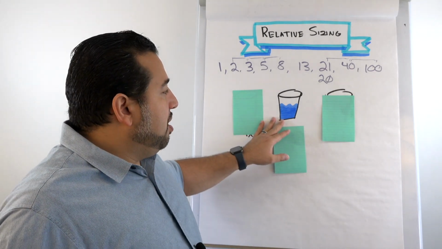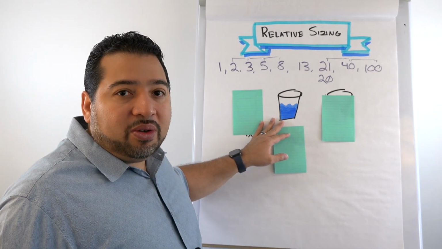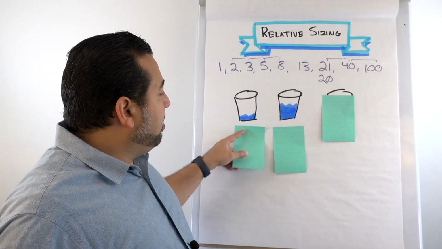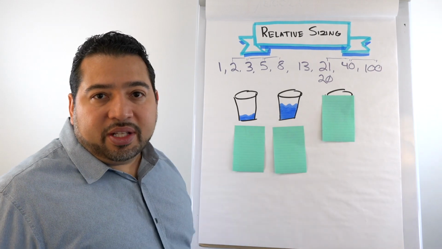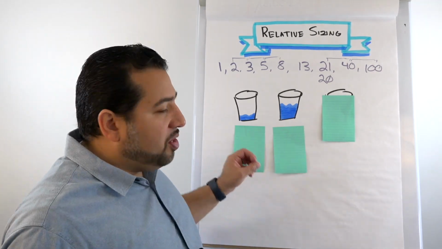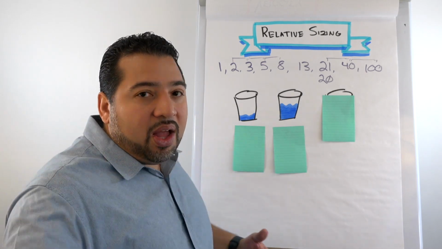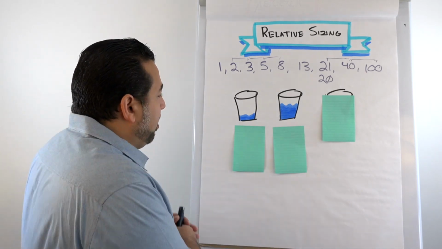This is where teams, one of the pitfalls teams run into, is they just look at an item in isolation by itself. You need something else to compare it to, right? Then you can do relative sizing. That's what relative sizing is, relative to something else. Is this more work, less work, or the same amount of work, right?